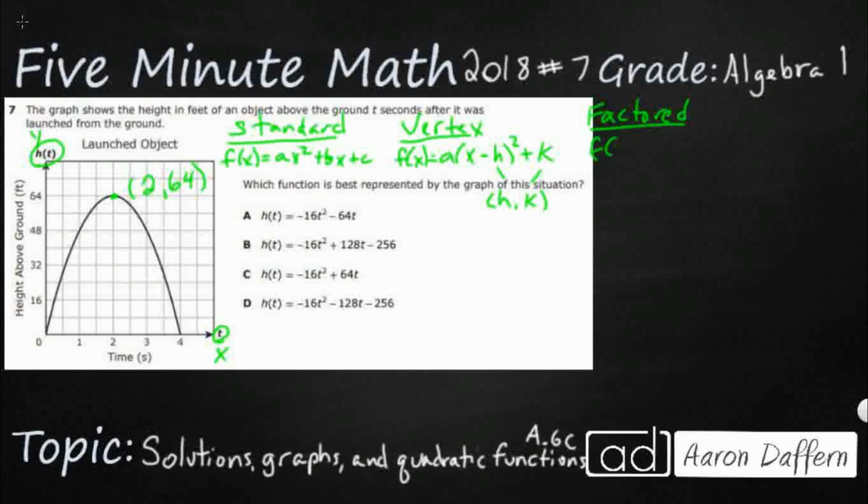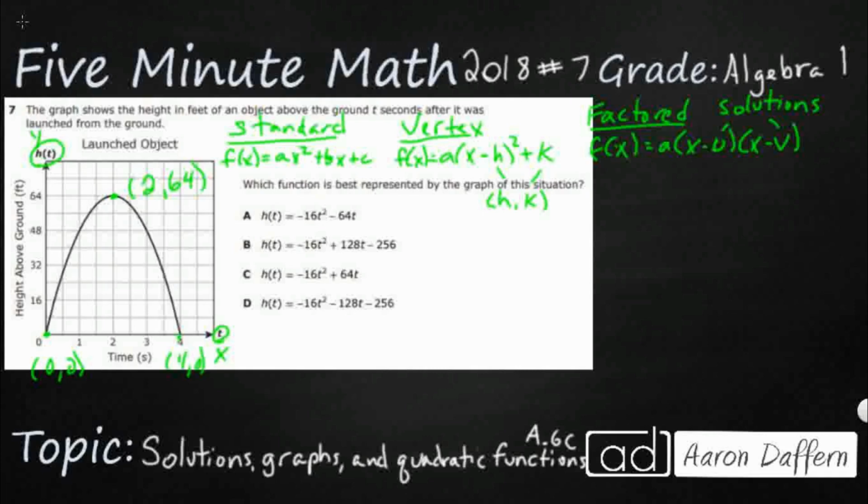So this is the factored form of the standard form. F of x equals a times x minus u times x minus v. And this also is helpful because the u and the v are going to be your solutions, or your zeros, or your x-intercepts. And so we've got 2 very clear zeros here. One is through the origin, 0, 0, and one is at 4, 0.